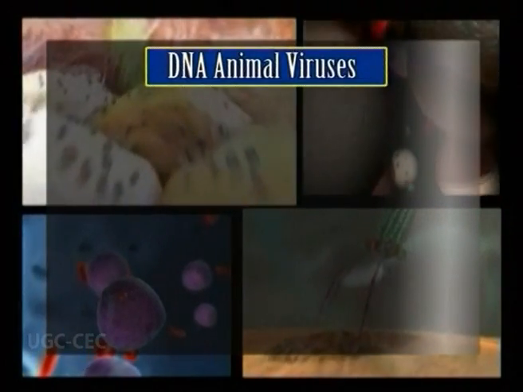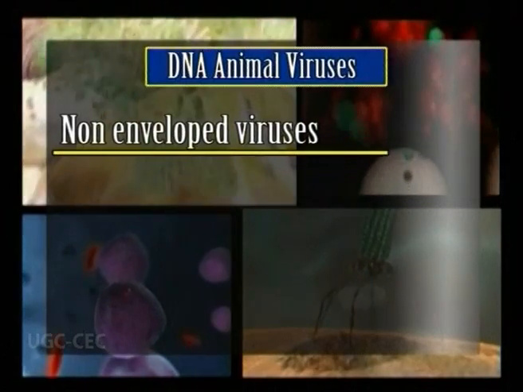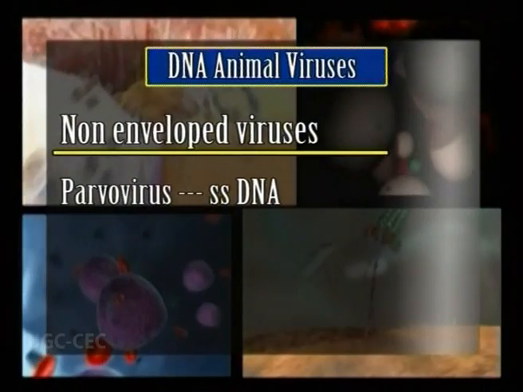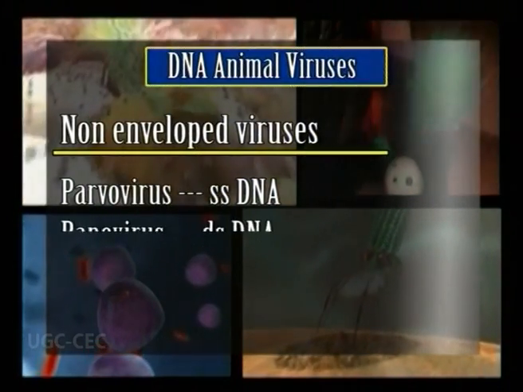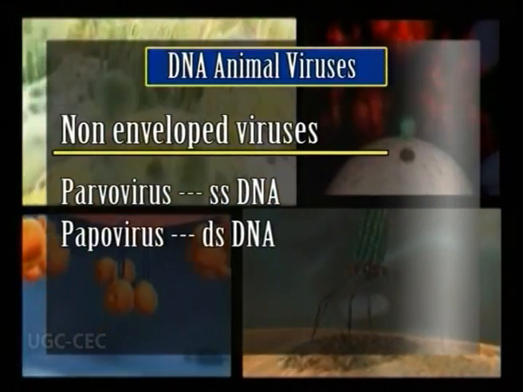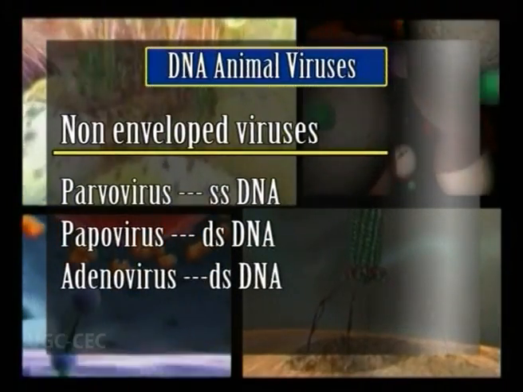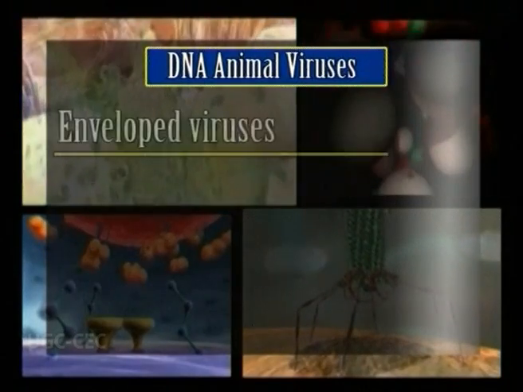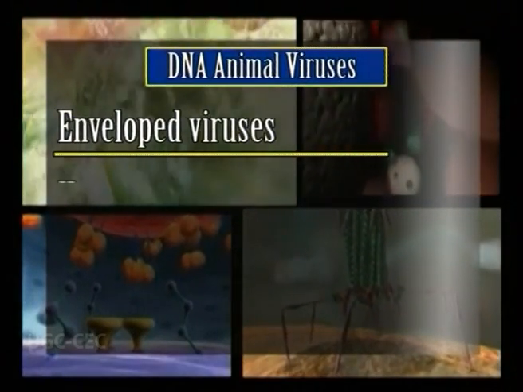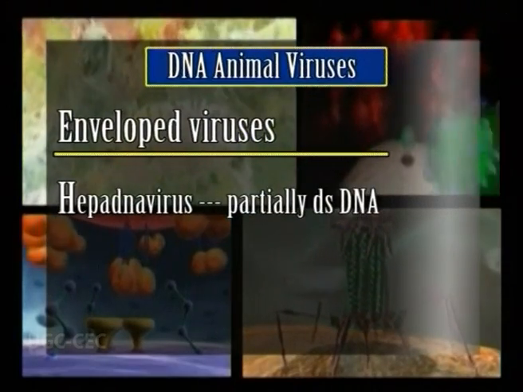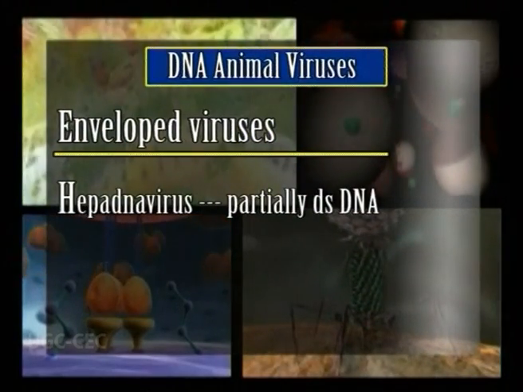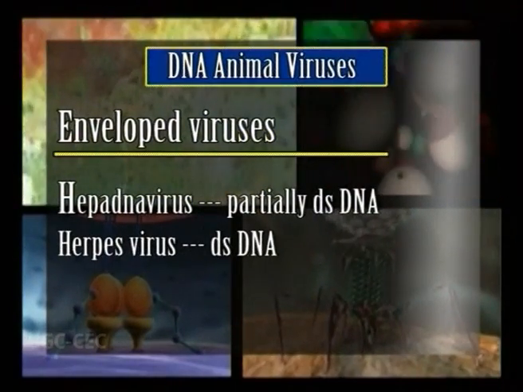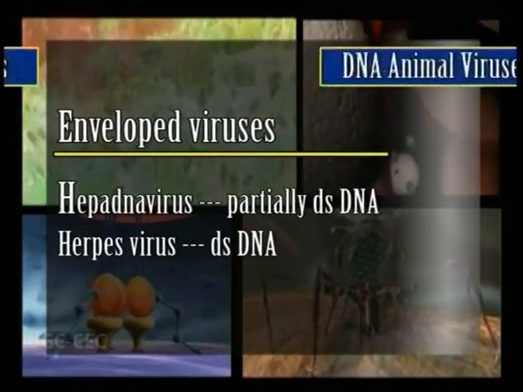DNA animal viruses are both non-enveloped as well as enveloped. Non-enveloped viruses are parvovirus having single-stranded DNA, papovavirus with double-stranded DNA, adenovirus with double-stranded DNA, and iridovirus with double-stranded DNA. In case of enveloped viruses, hepadnavirus is partially double-stranded with DNA as its genome, and herpes virus with double-stranded DNA.